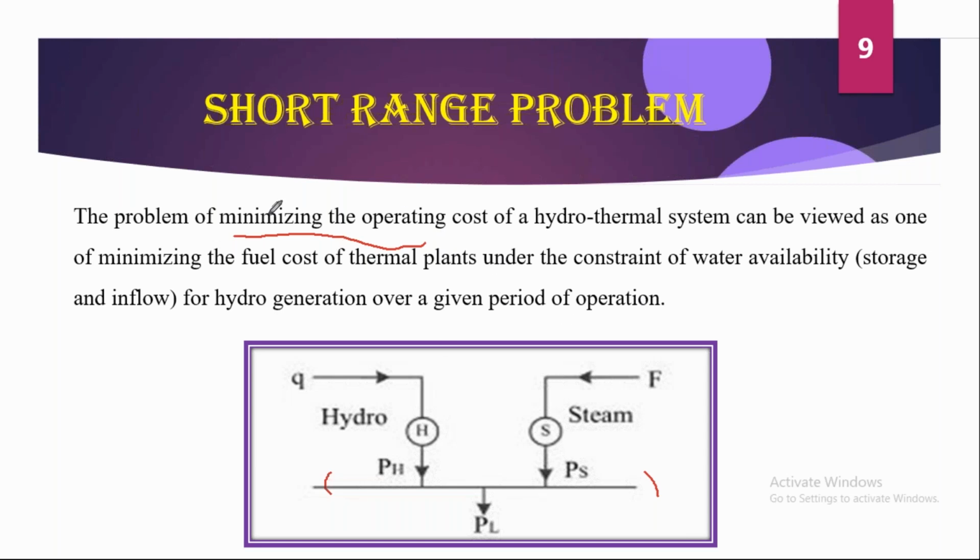And this type of problem is about minimizing the operation cost. This short-range problem should be considered based on the performance and efficiency of a particular unit in the plant. So this is about short-term scheduling in hydrothermal scheduling.